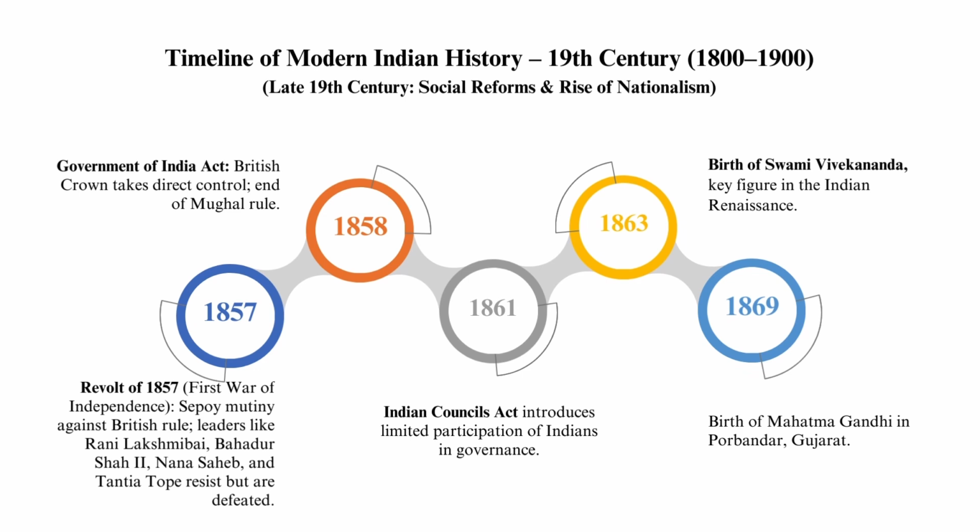Late 19th century, rise of nationalism and social awakening. With the rebellion crushed, the British introduced administrative changes. The Indian Councils Act of 1861 allowed limited Indian participation in governance. Meanwhile, Swami Vivekananda, born in 1863, would later inspire a spiritual and nationalist awakening. In 1869, Mahatma Gandhi was born in Gujarat, destined to lead India's freedom struggle.